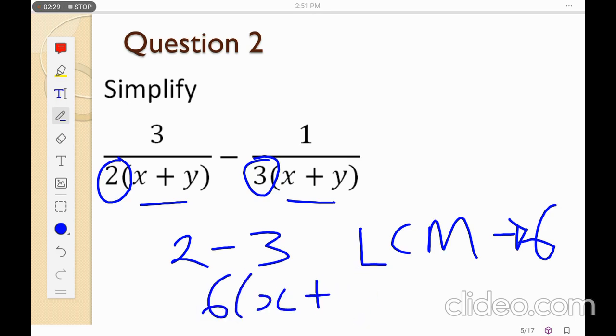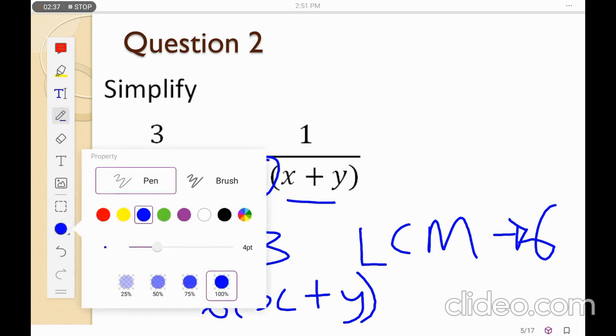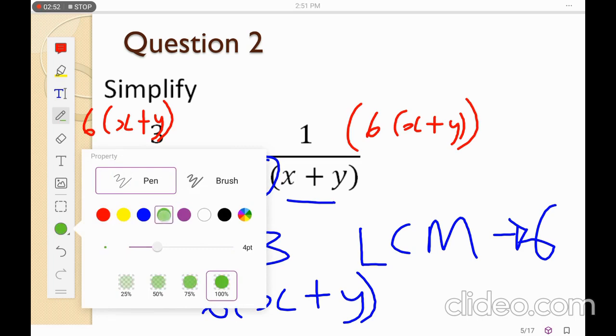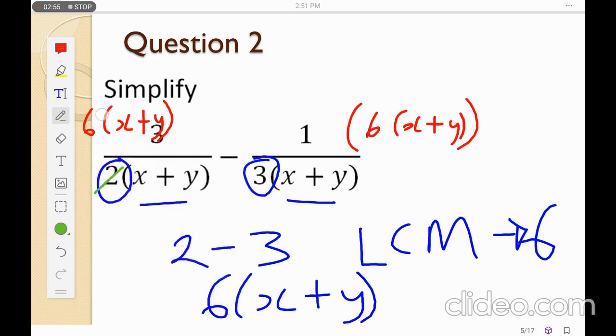When I have it as 6(x plus y), I'm going to multiply every item by that. So I'll multiply this one by 6(x plus y), and on this one, I do the same. Such that I have to divide now: 2 into 6, I have 3. Then x plus y into x plus y cancels off. The second one, 3 into 6, I've got 2. This one will cancel off with that one.